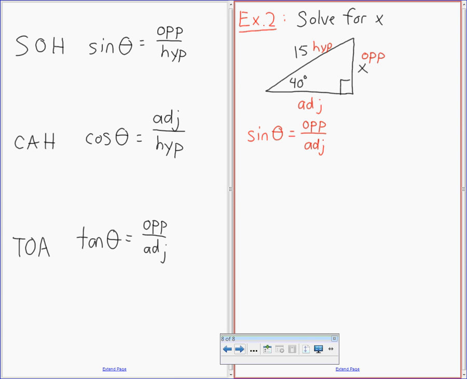All right, Hannah, can you sub some numbers in for us, please? So we're going to say good, sine of 40 equals x over 15, great. Austin, can you solve for x, please? Okay, we're going to multiply the 15 over, good, so it's going to be 15 times sine 40 equals x. I'll do this on my trusty calculator.